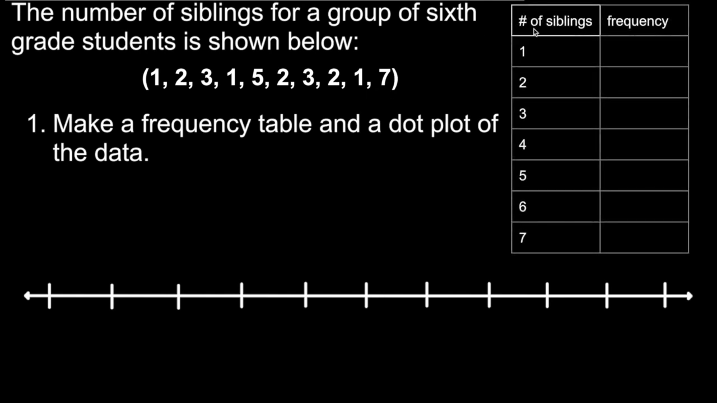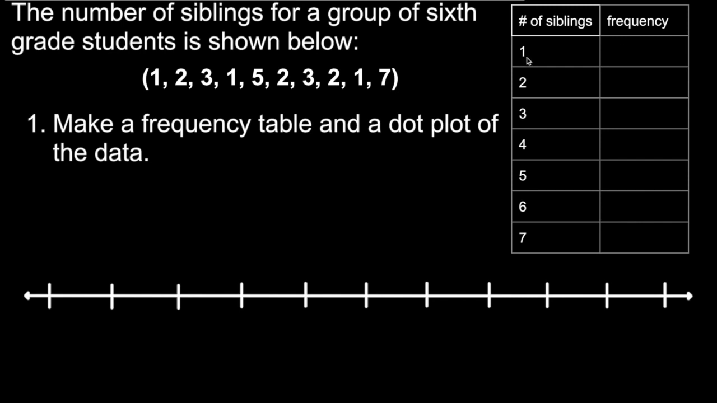The first column is going to be whatever it is I'm calculating. So in this case, the number of siblings. Second column is frequency. So I'm going to start with whatever my lowest number is and count up to whatever the highest number is. Notice that I did include spots that weren't in the data table. I counted all of my numbers. So then I'm going to count the frequency. So how often something happens.